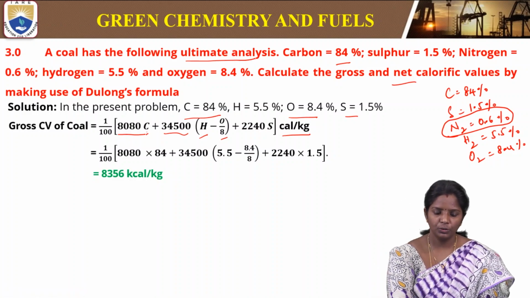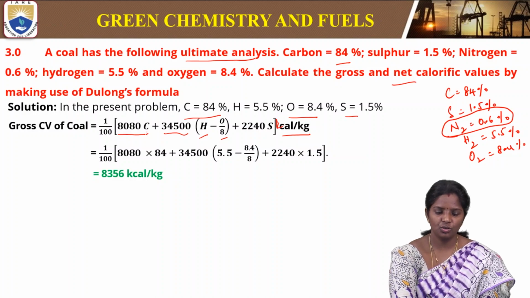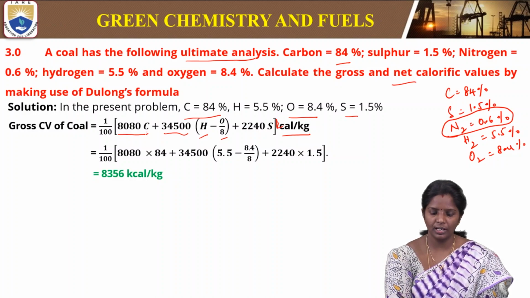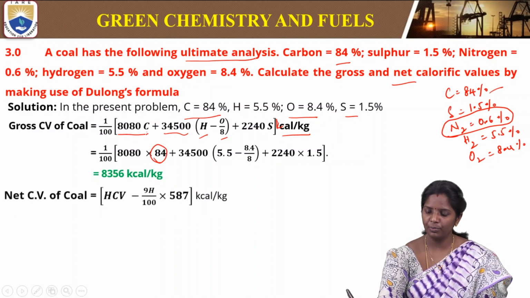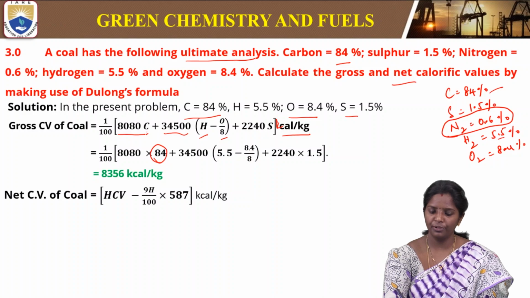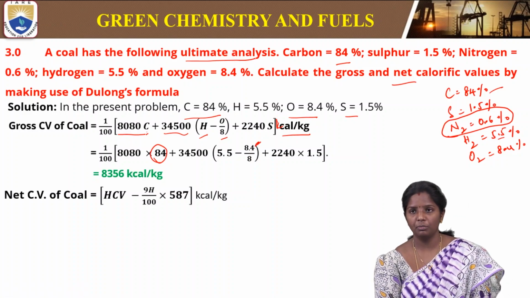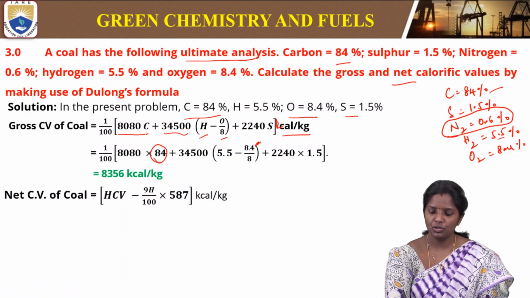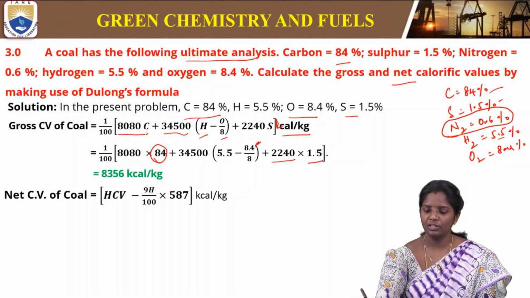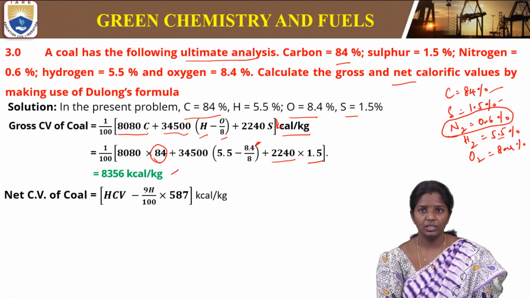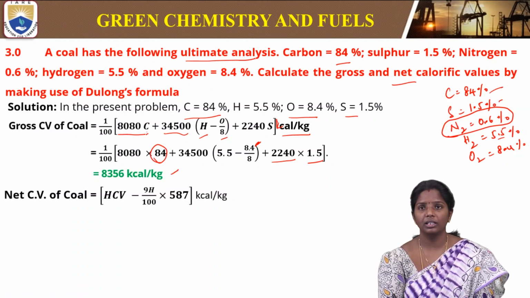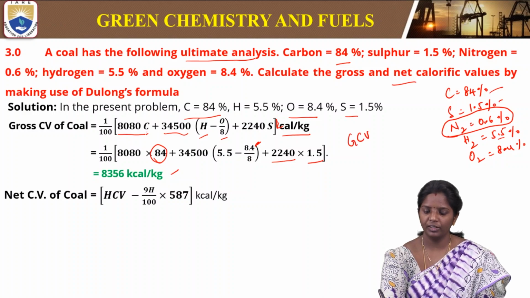Okay, so kilocalories. 1 by 100 is equal to, we have to substitute the same here. 84 is coming from the carbon, and hydrogen is 5.5. 8.4, oxygen 8.4 is substituted here, plus 2240, and the sulfur value 1.5 is substituted. Upon simplification, we get 8356 kilocalories per kg. So this is the GCV value, that is 8356 kilocalories per kg.